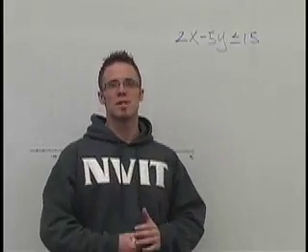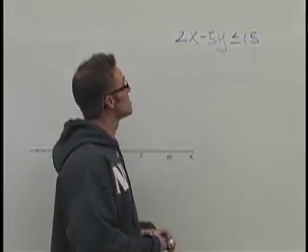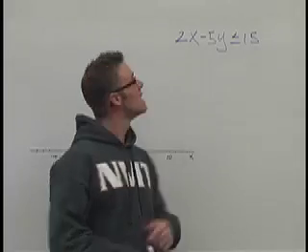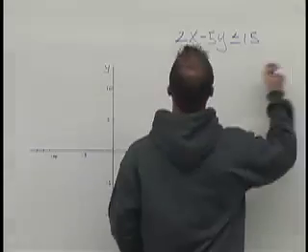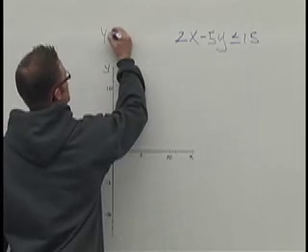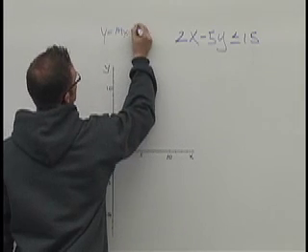First thing we need to do when we're graphing inequalities is we want to put this in slope y-intercept form. It's not in slope y-intercept form. Slope y-intercept form looks like this. Y is equal to mx plus b.